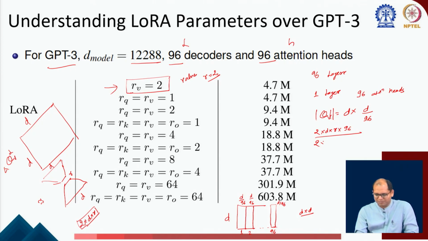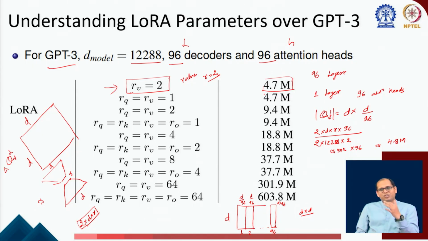So let's compute: 2 times 12288 times r, where r is 2, is roughly 50k, into 96. This will be roughly 4.8 million. If you do it exactly, you will get around 4.7 million parameters. Otherwise, how many parameters would you have to tune? You would have to tune 175 billion parameters. So you are going from 175 billion parameters to 4.7 million parameters by making use of this LoRA configuration.